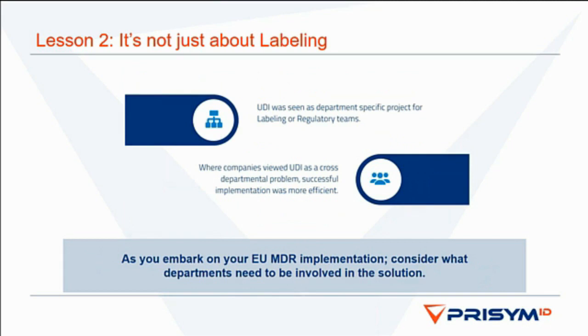Now, the second issue that we saw was where companies categorized UDI as purely a labeling problem. We saw some companies where the intention was to implement and roll out a new label design system, and that would solve all the problems that they were going to have with UDI. Some other companies saw this as an issue that was going to impact label design, but also regulatory. And they ran individual projects in those two different areas to actually meet those requirements. But each project was run in complete isolation to each other.